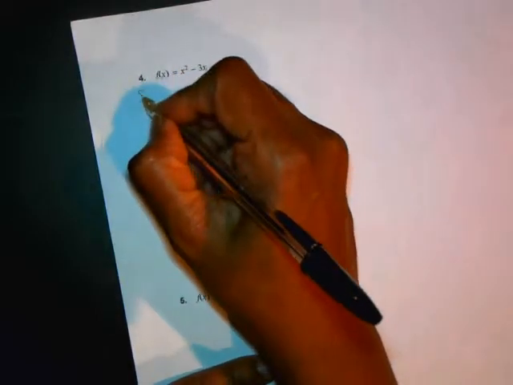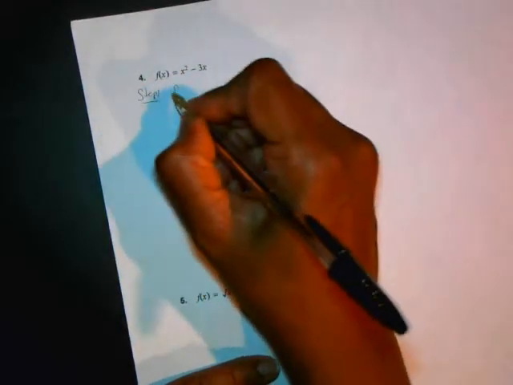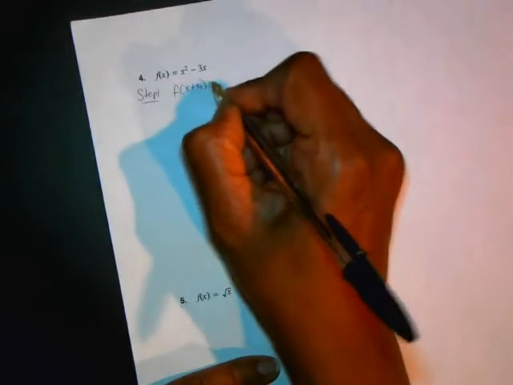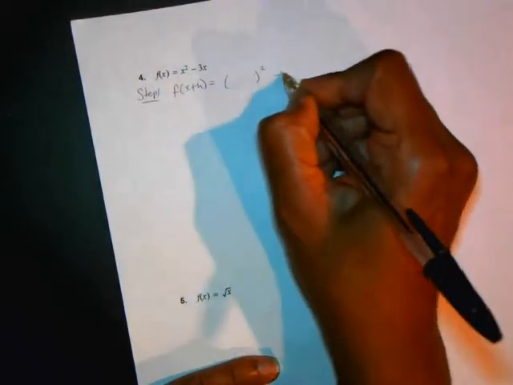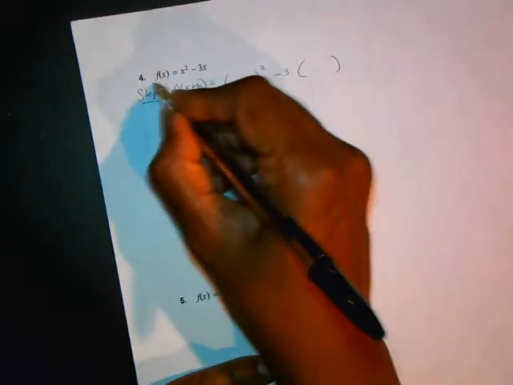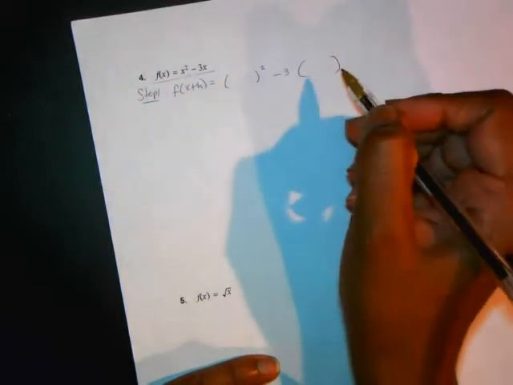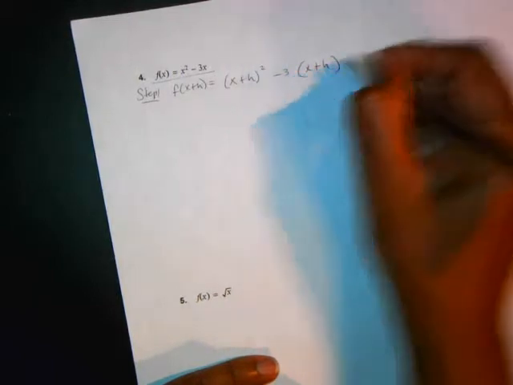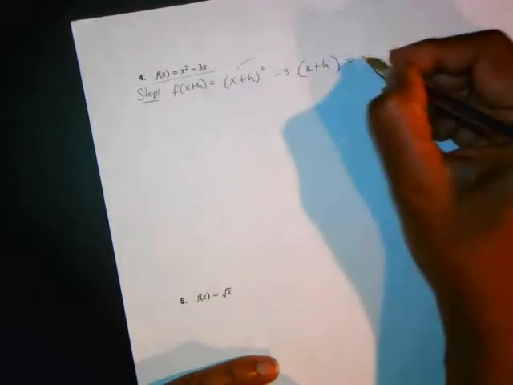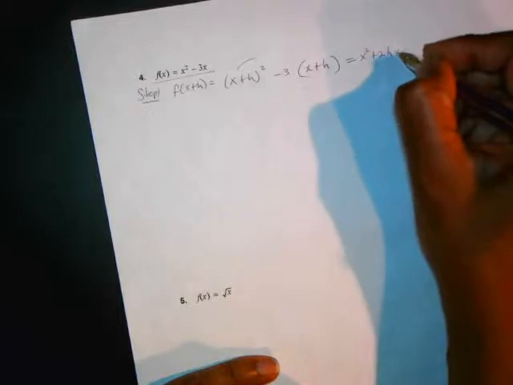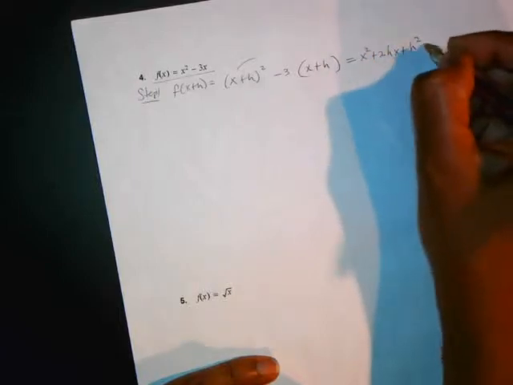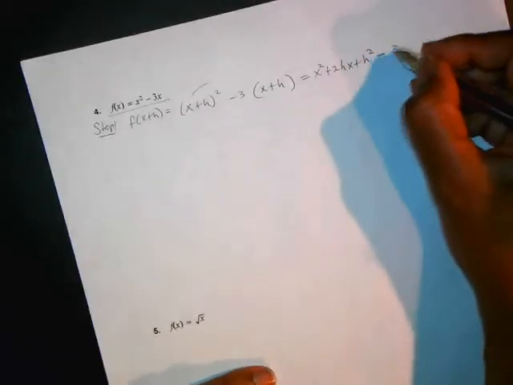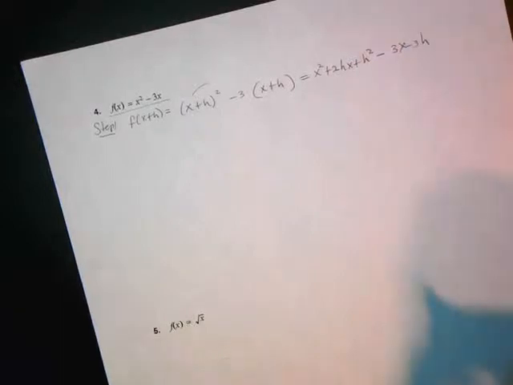Okay, the 4-step process. Step 1, f of x plus h. The function is x squared minus 3x. So I'm leaving placeholders for that and plug in x plus h into those placeholders. FOIL this out, x squared plus 2hx plus h squared. Distribute the negative and you get that.